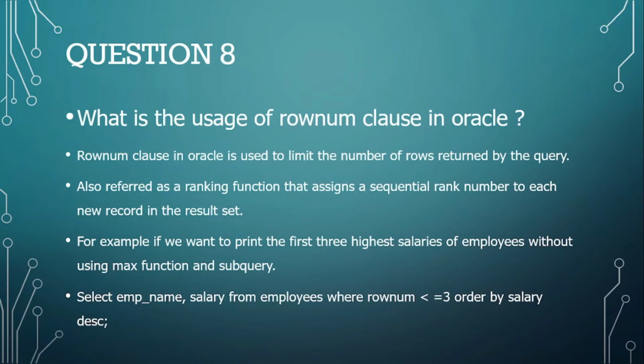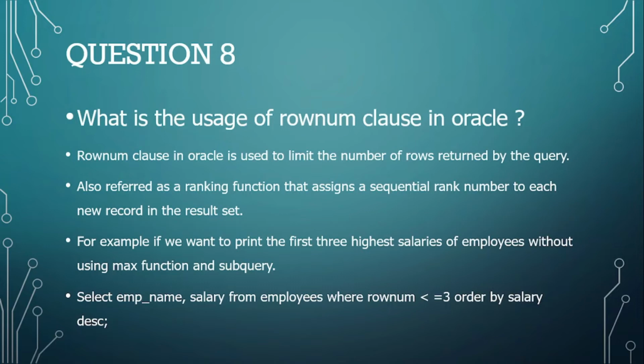The ROWNUM clause in Oracle is used to limit the number of rows returned by the query, also referred to as a ranking function that assigns a sequential rank number to each new record in the result set. For example, if we want to print the first 3 highest salaries of employees without using the max function or a subquery, we can write the query as select employee name, salary from employees where ROWNUM is less than or equal to 3, ordered by salary DESC. So this gives us the first 3 highest salaries of all the employees included in the table called employees.